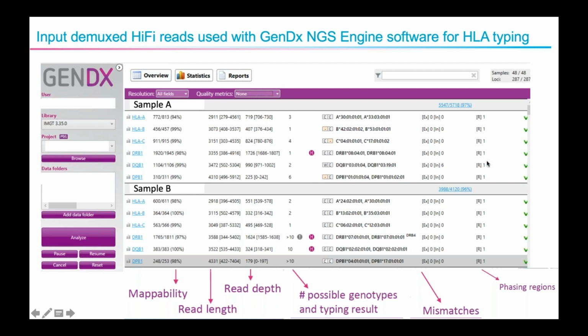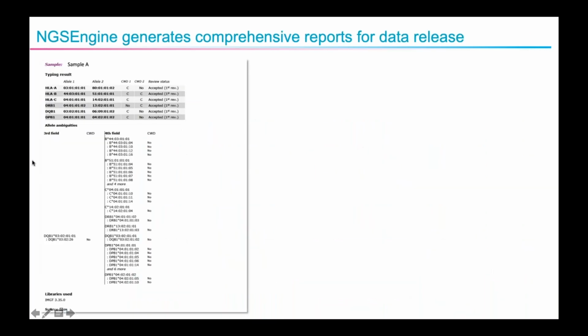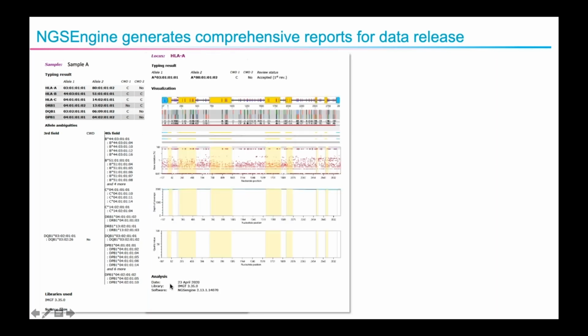The other thing that GenDx's NGS engine does really well is produce a very nice PDF-based report for sharing with our clients and collaborators. So this is just an example of said report. It's usually about 10 pages long. You get your typing result, if there are ambiguities in the sample and what field they're in. This is what a Class A report looks like.